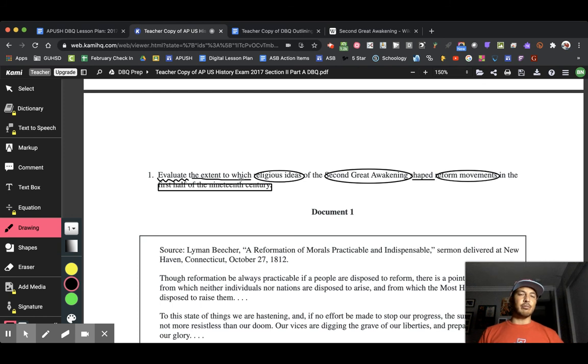So I see kind of 3 different things. We got to first figure out what is the religious idea or the reform movement that's being shown here, and how do they relate to one another in each document, and how successful was the Second Great Awakening in actually creating that reform movement. Did the reform movement actually succeed due to the influence of Second Great Awakening, or did it not? And that's kind of that degree to which, this extent to which.